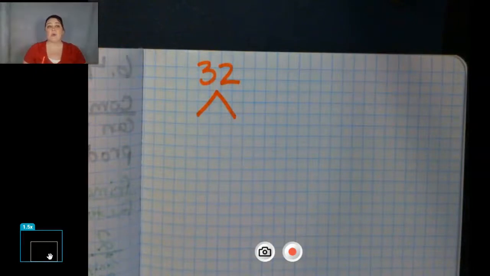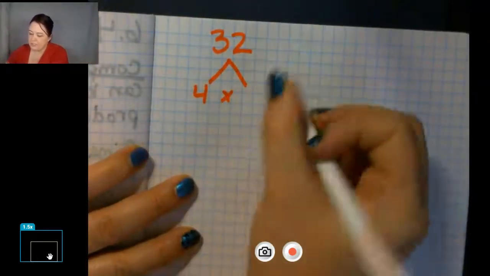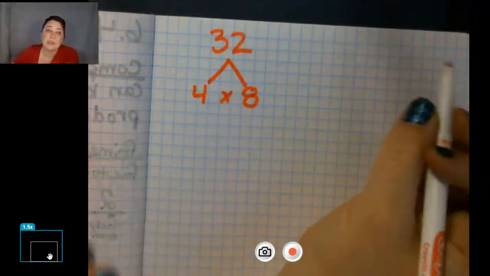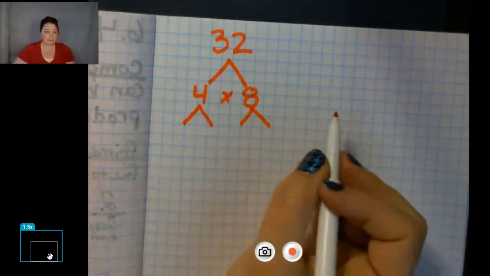I also know 2 numbers. So if 32 is too big for me to break apart, I do know 2 multiples that multiply to get 32, which is 8 times 4. So I'm going to do that. I'm going to use my multiples this time. 8 times 4 is 32. Now, neither of those are prime, so I have to break each of those numbers apart.